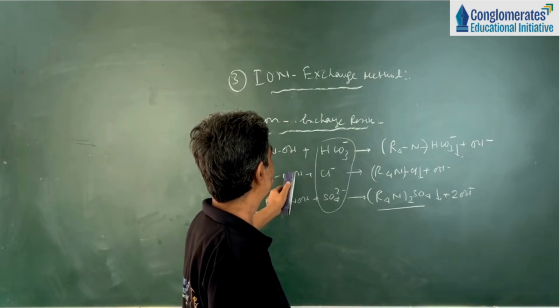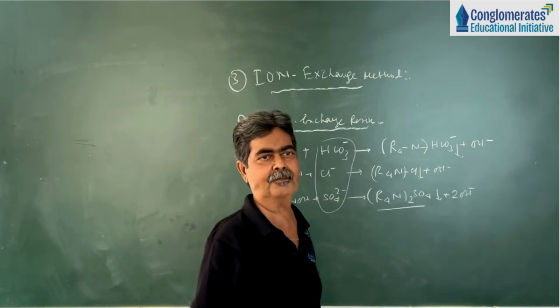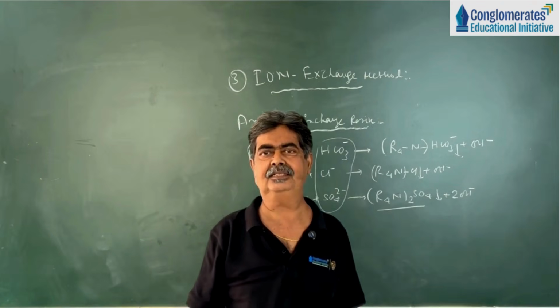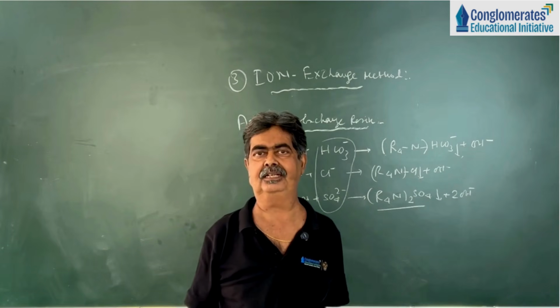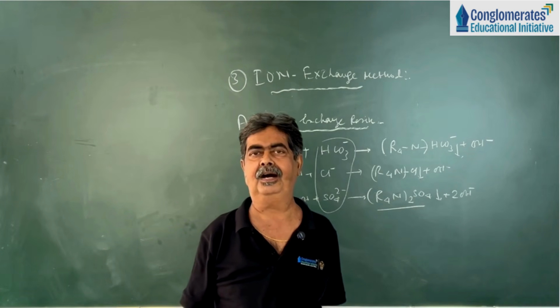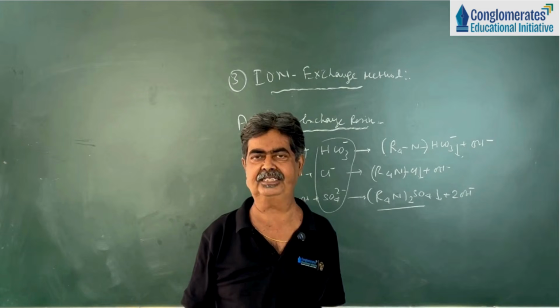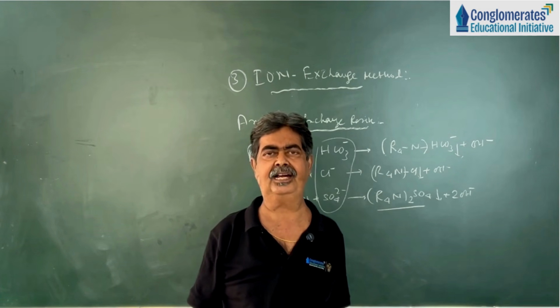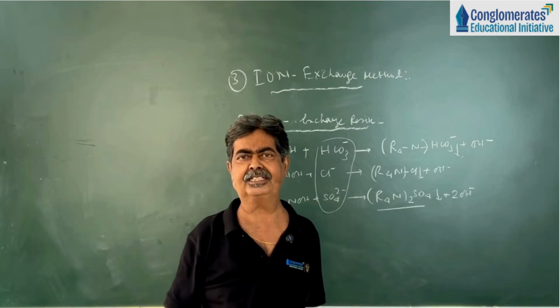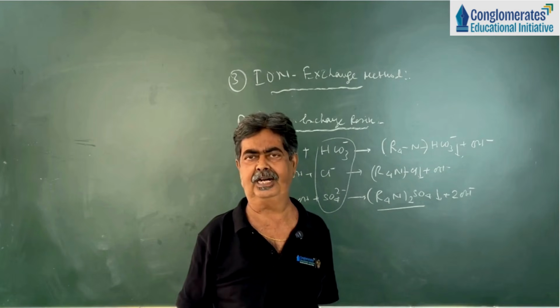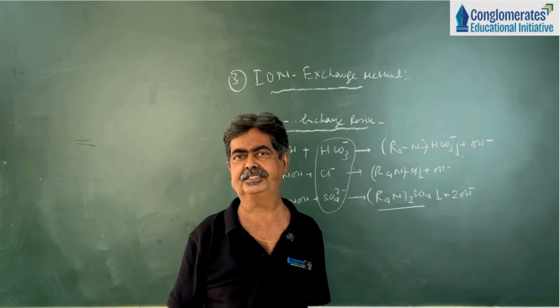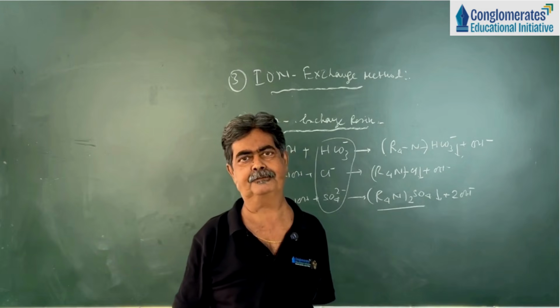Okay, anion exchange resin. So let me conclude that the ion exchange resin method is a very popular method which we are applying nowadays everywhere. There are two types of ion exchange resins: cation exchange resin and anion exchange resin. Cation exchange resin function is to remove the cations from the hard water. Anion exchange resin function is to remove the anions from the hard water.